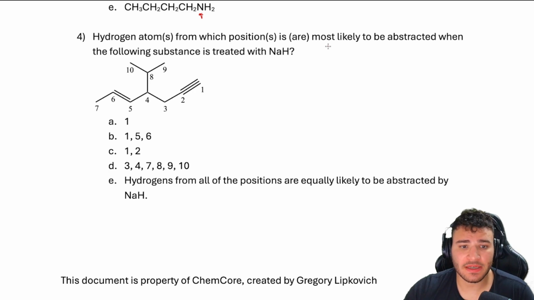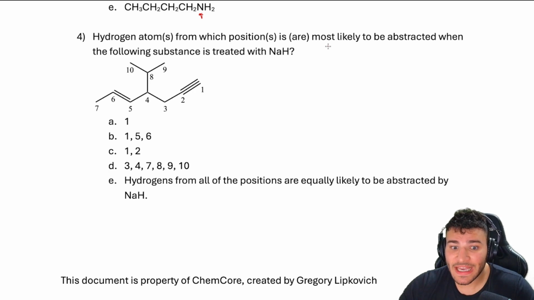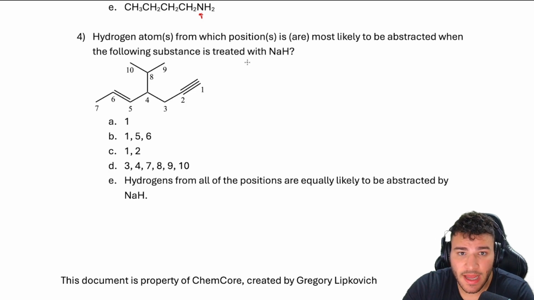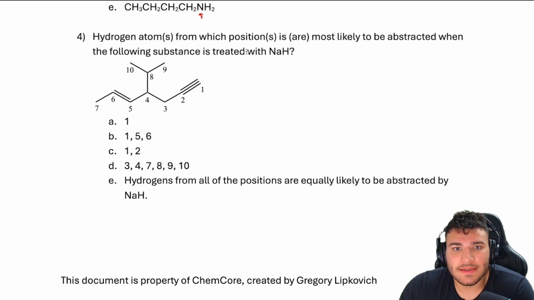In question 4, they're asking us which hydrogen atoms from which positions are most likely to be abstracted when the following substance is treated with NaH. This might seem like a confusing question. It's really not. All they're asking you is which atom is most likely going to be able to give away a proton when treated with a base, right? NaH.